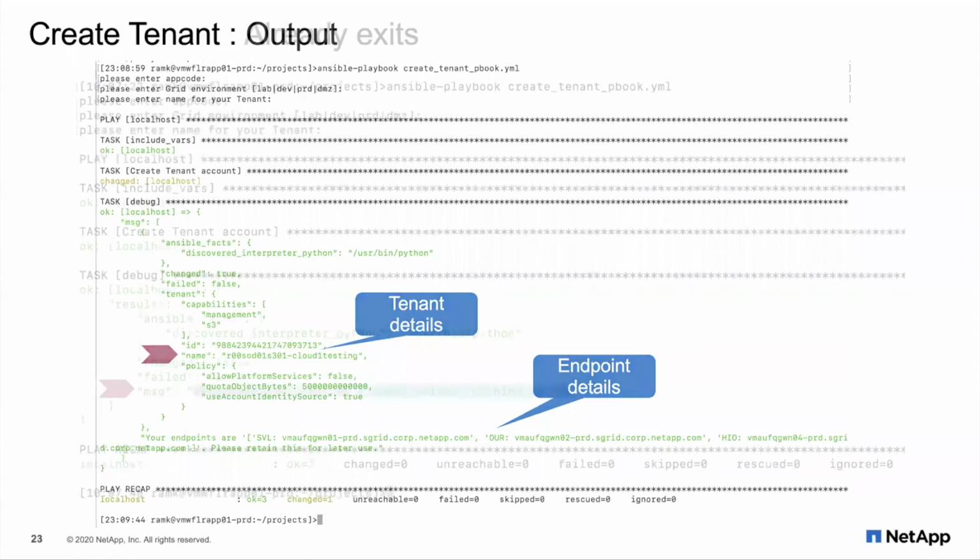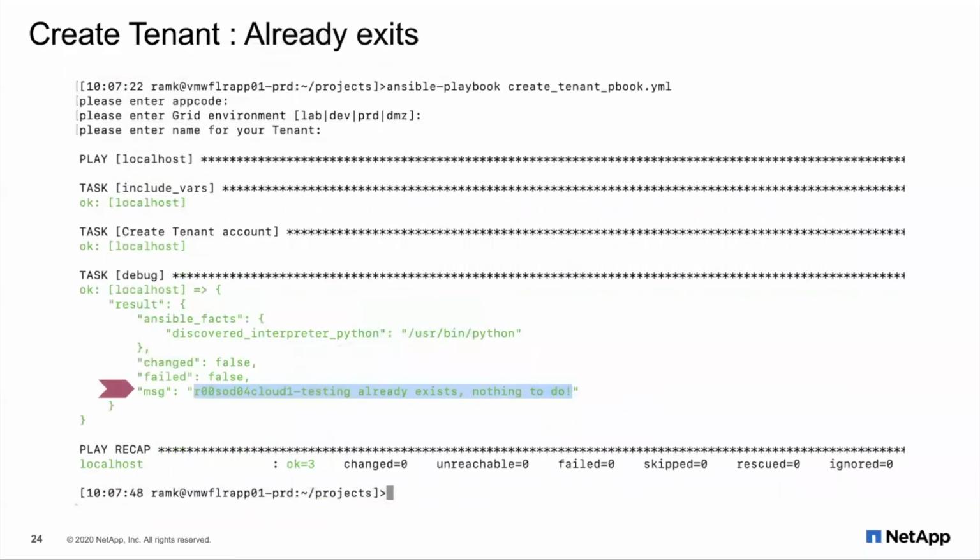What happens if the tenant already exists? That condition has to be taken care of too, right? So it gives you a message saying that such and such tenant exists and nothing needs to be done.